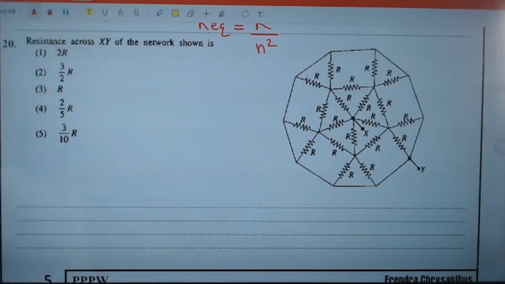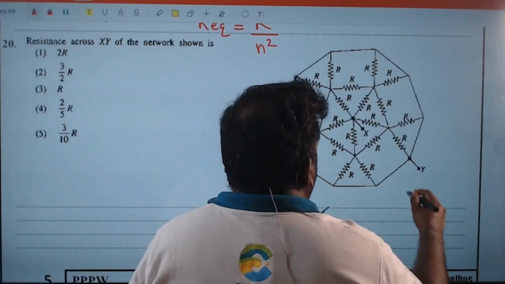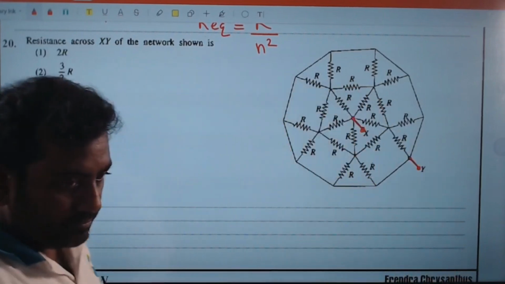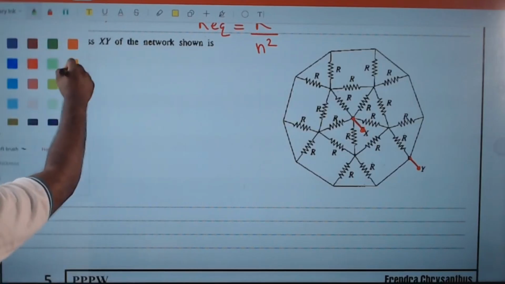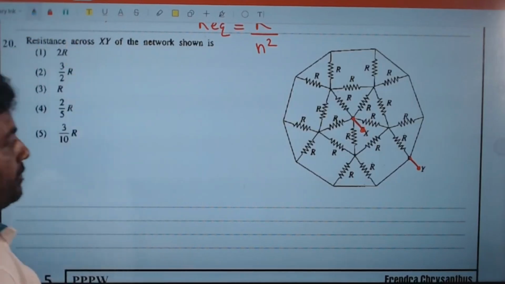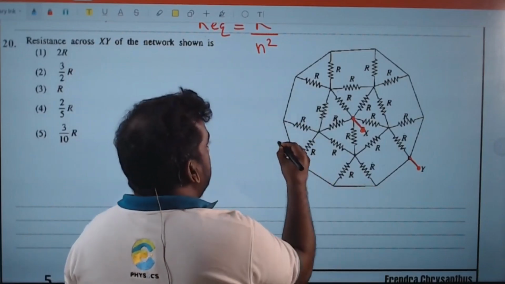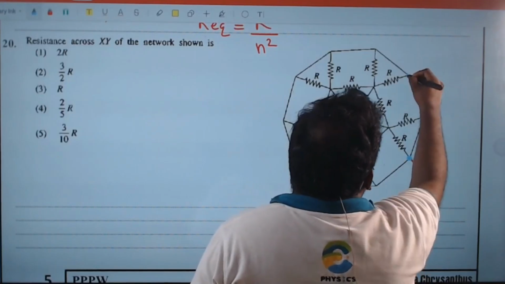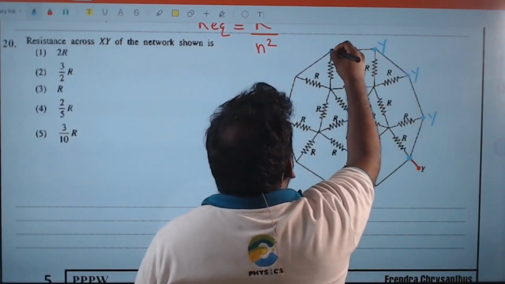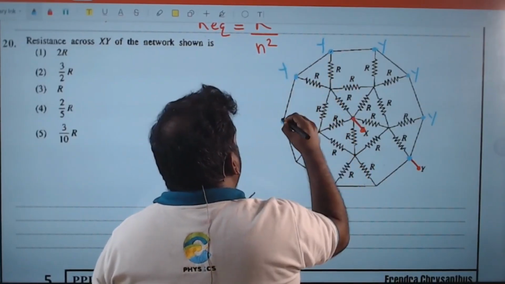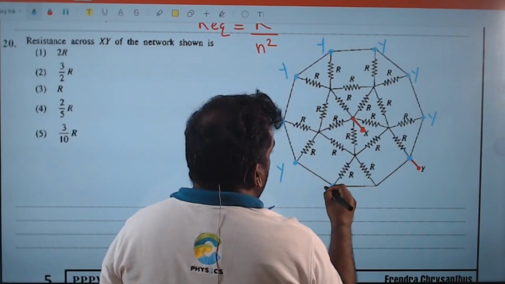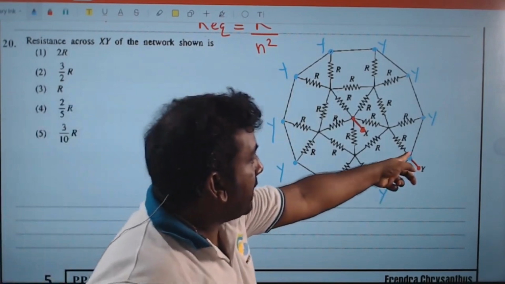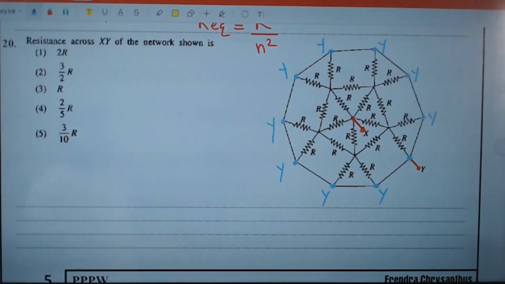Resistance across XY network. Now, X terminal is here. Don't complicate this. These are very simple things. If you look at it carefully, non-resistant wires means every single location the potential is same as Y. That means it is as if all of them were joined together at Y.